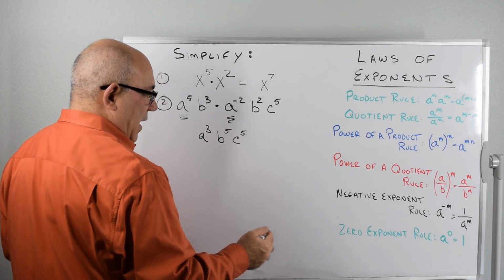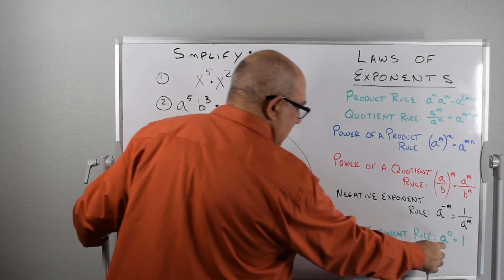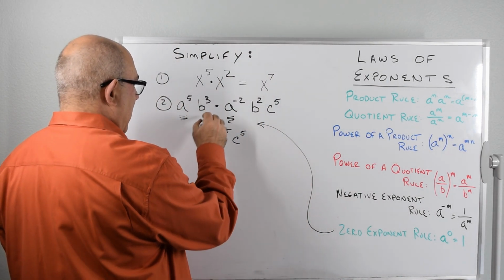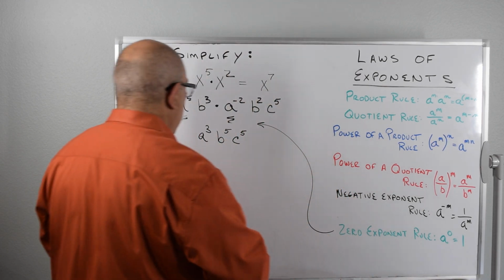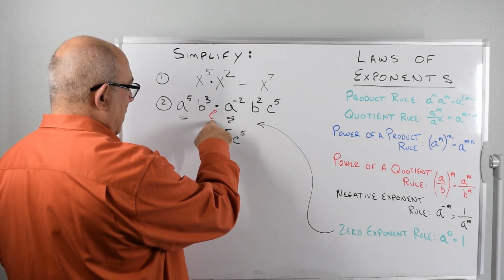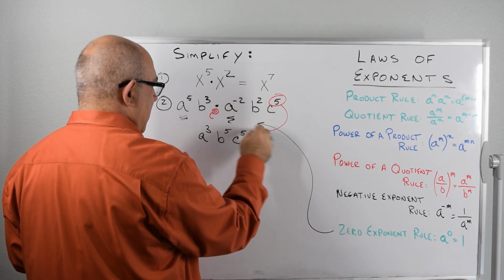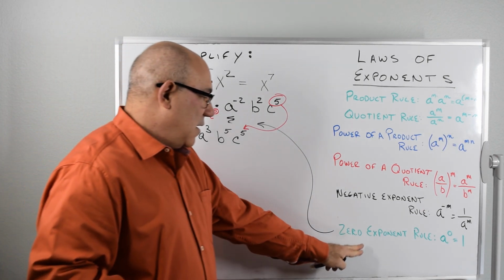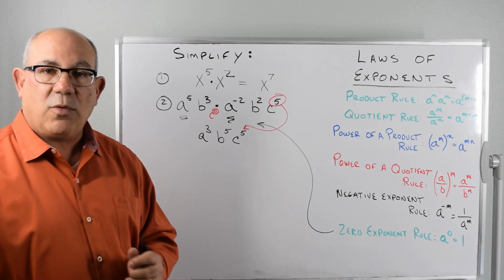Now, what would come into play here is this rule, actually, okay? Because a to the 0 equals 1. So really, you could imagine that over here we have a c to the 0, okay? And that is 1. And then when you add 0 and 5, you keep the same thing. So there's a special example to reinforce this zero exponent rule. Okay, so let me put up a couple more examples and we'll work a couple more problems.